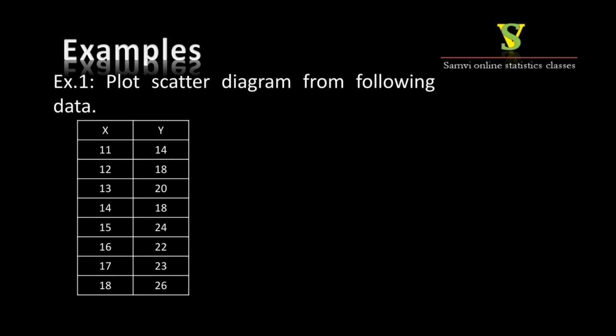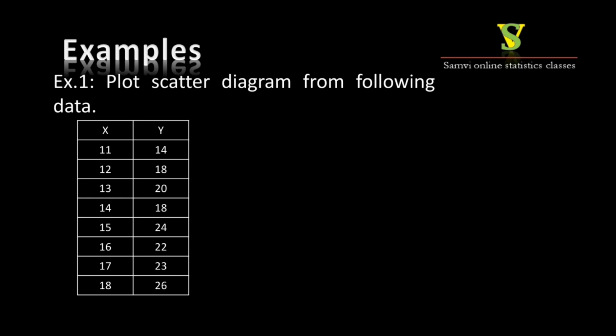Now let's discuss the examples. Example number 1: plot a scatter diagram from the following data. So here the data is given like this. For the x variable: 11, 12, 13, 14, 15, 16, 17 and 18. For the y variable it is 14, 18, 20, 18, 24, 22, 23 and 26.